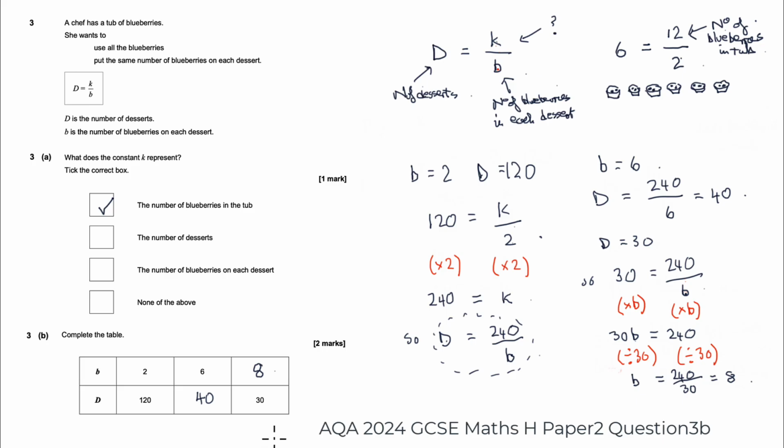Now the one way you can check all this works, number of desserts, number of blueberries in each dessert, if you multiply these, you should get your 240, the number in the tub. And 2 times 120, certainly 240. If we've got 40 desserts, each having 6 blueberries in it, 40 lots of 6, that's 240. If we have 30 desserts, each with 8 blueberries, 30 times 8, 240 blueberries altogether. So that looks okay.